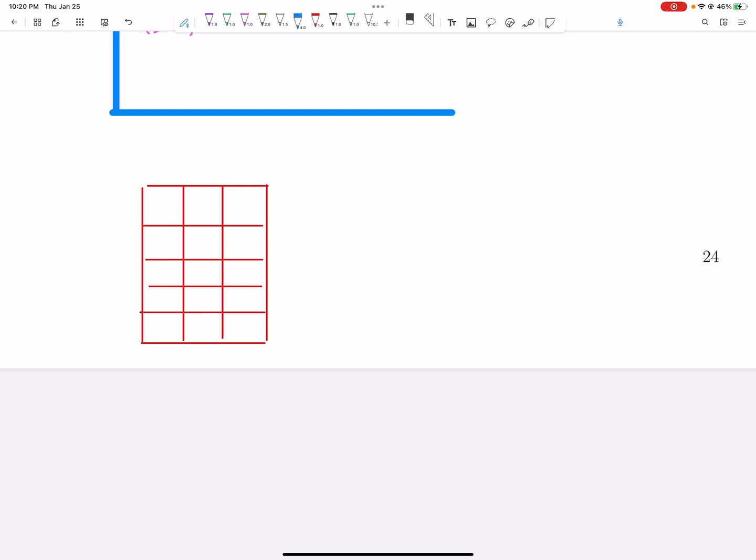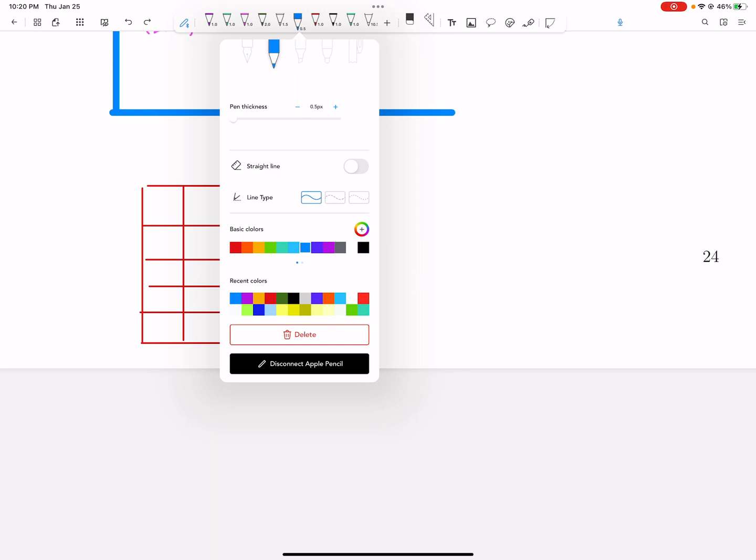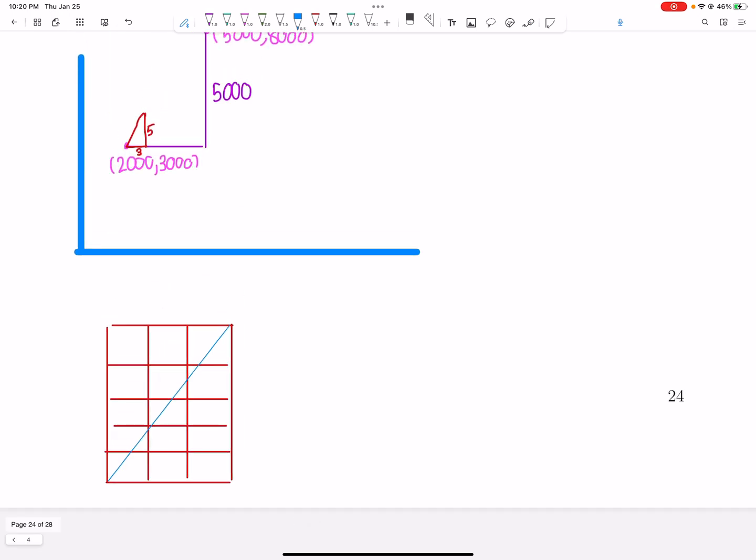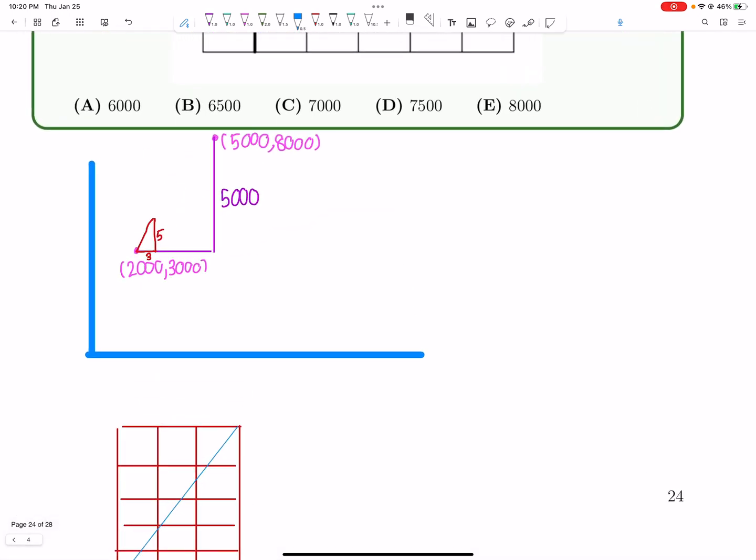So we just draw a line here. Maybe not that thick. And then just count how many squares this passes through. 1, 2, 3, 4, 5, 6, 7. Okay, so one unit of 3 by 5 passes through 7 squares. And you have 1,000 of these units. So our answer is just 7,000.